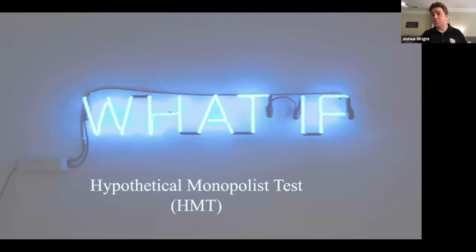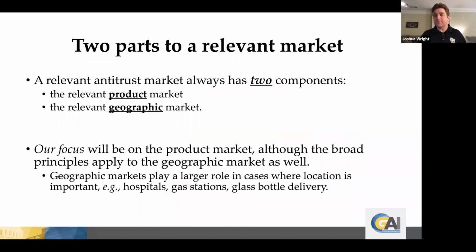Two tools we'll spend time talking about how to do that. One's the hypothetical monopolist test, and the other we'll talk about is critical loss analysis, which is related. So there are two parts of market definition: product market and geographic market.